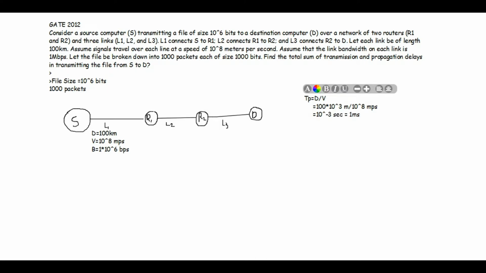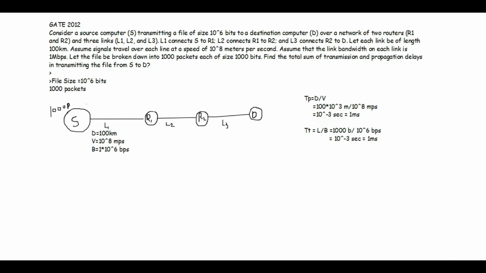Now we have to find out the transmission delay. The transmission delay is equal to L by B, where L is the frame size, which is 1000 bits, because each packet is 1000 bits, upon the bandwidth, which is 1 Mbps, equal to 10 to the power 6 bits per second. And again, when we solve this, we will get 1 millisecond. Okay, so now we have to transmit 1000 packets from sender to destination.